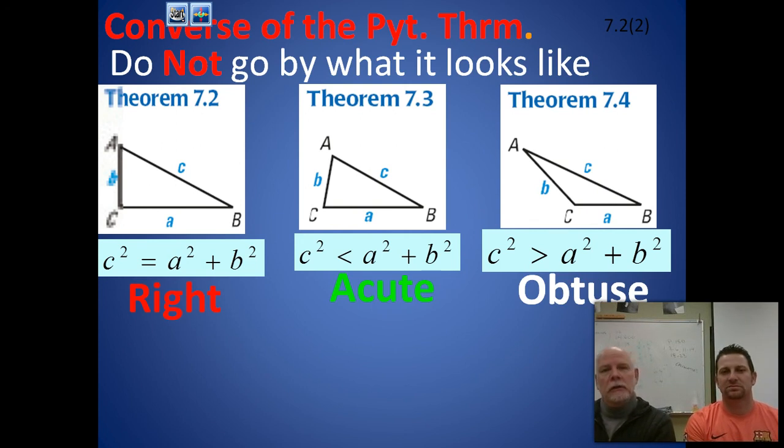If it's less than it, then the angle is less than 90. If c squared is bigger than a squared plus b squared, then the angle is bigger than 90. It's an obtuse triangle.